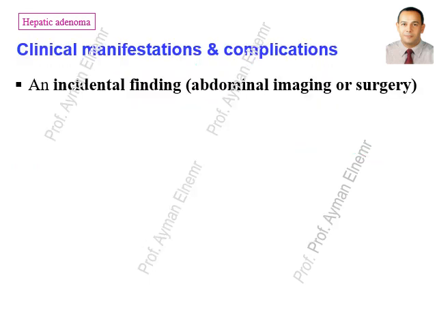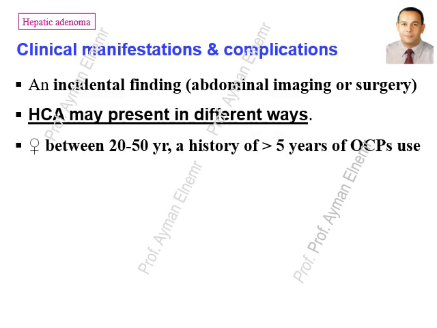The clinical manifestations and complications. The tumor may commonly be detected as an incidental finding on abdominal imaging or at surgery. However, hepatocellular adenoma may present in different ways. Typically, the patient is a woman between 20 and 50 years who has a history of more than 5 years of oral contraceptive pills use.